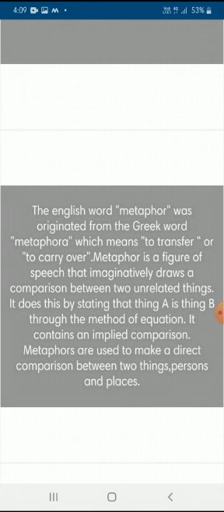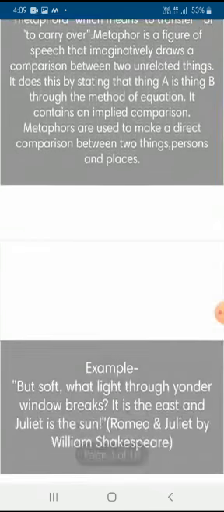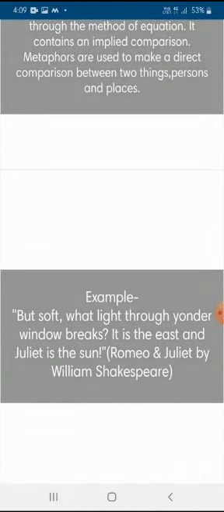Metaphors are used to make a direct comparison between two things, persons, and places. For example, "But soft, what light through yonder window breaks? It is the east, and Juliet is the sun." Romeo and Juliet by William Shakespeare.